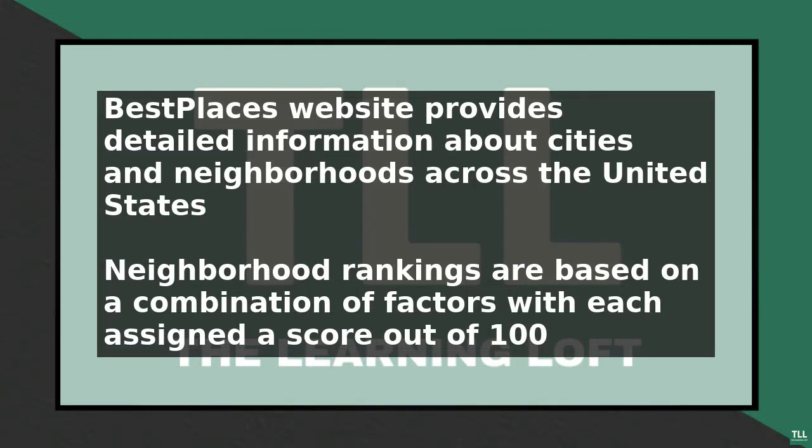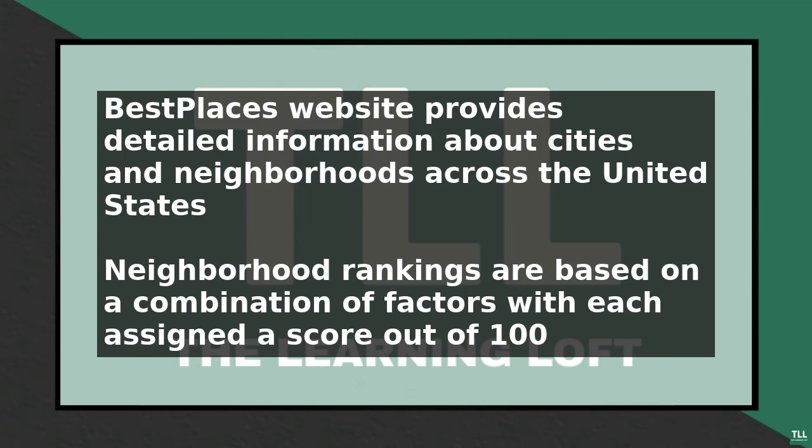To compare Best Places neighborhood rankings, start by understanding what the rankings represent. Best Places is a website that provides detailed information about cities and neighborhoods across the United States, including cost of living, crime rates, education, and overall quality of life. The neighborhood rankings are based on a combination of these factors, with each neighborhood assigned a score out of 100.